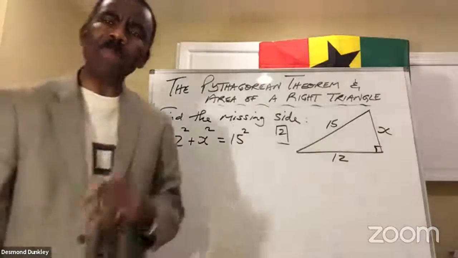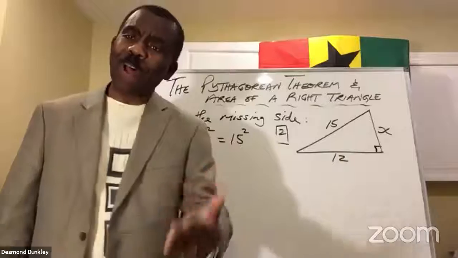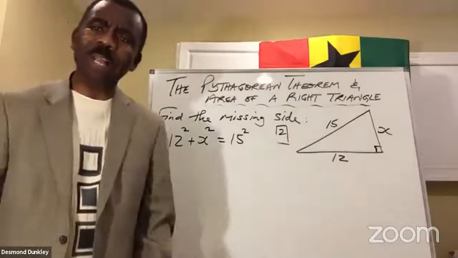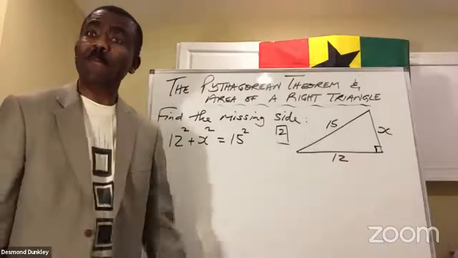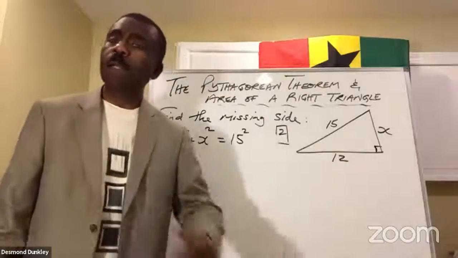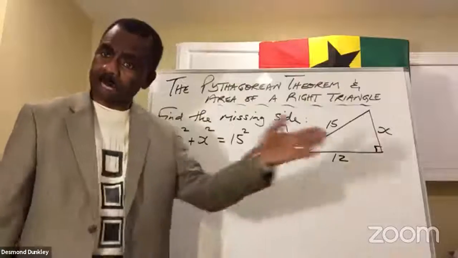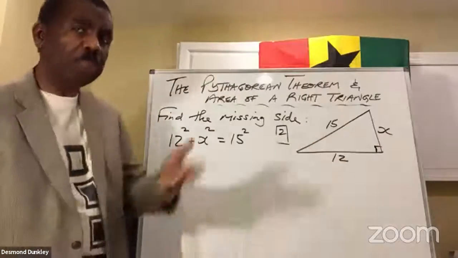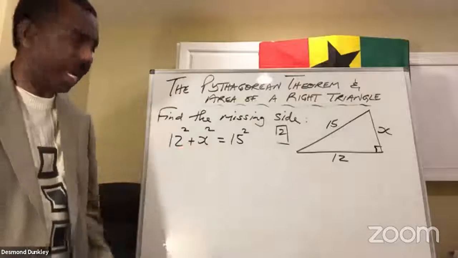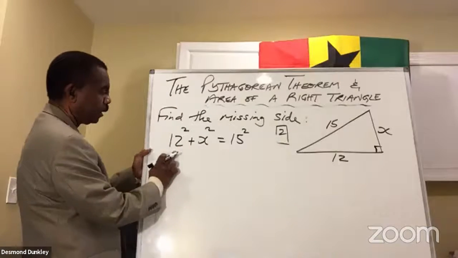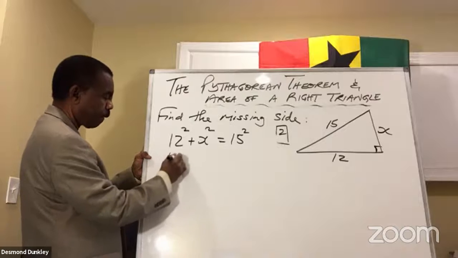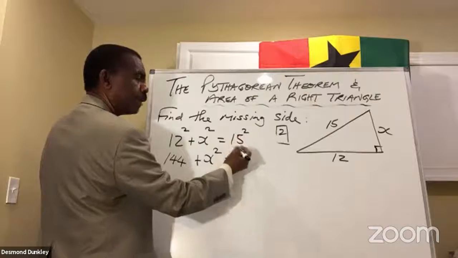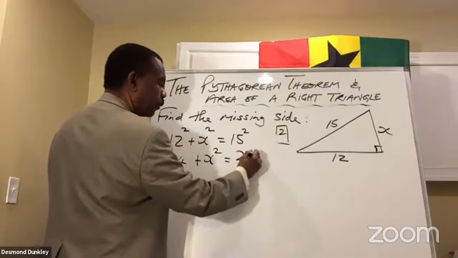And I'm so glad that we spent the first few weeks solving equations. So this is an equation, and we're experts at solving equations. As a matter of fact, we even solved high-degree equations a few weeks ago. So this is not going to phase us. This is just a quadratic equation. Big deal. We can handle this. So here we go. 12 squared is 144 plus x squared is equal to 15 squared, which is 225.